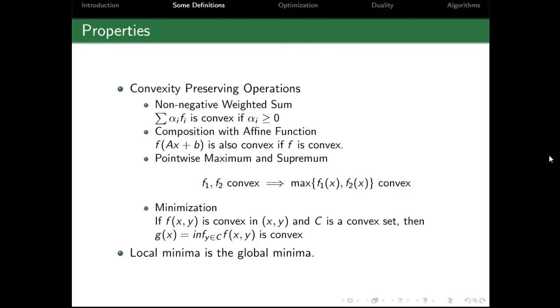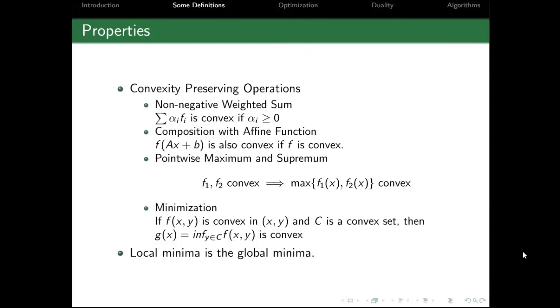Next, composition with an affine function. Affine function is a linear transformation of x, so ax plus b is an affine function. If f is convex, then f of ax plus b is also convex. Pointwise maximum and supremum of two convex functions will also remain convex. Minimization. If we look at a two variable function f of x comma y which is convex, then if we try to minimize the function along any one variable in a convex set, the resultant function is also a convex function.